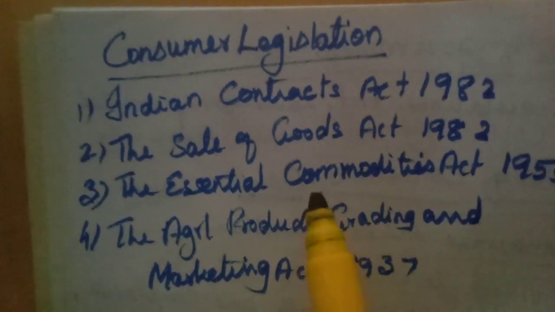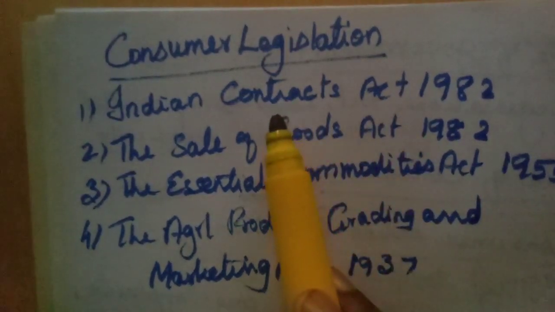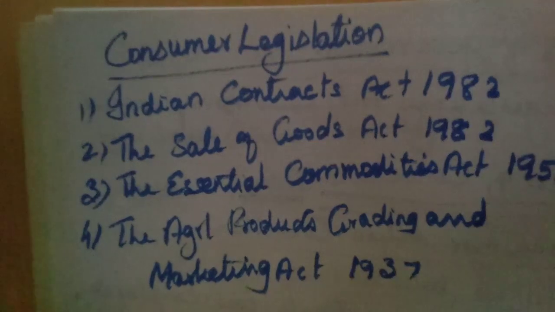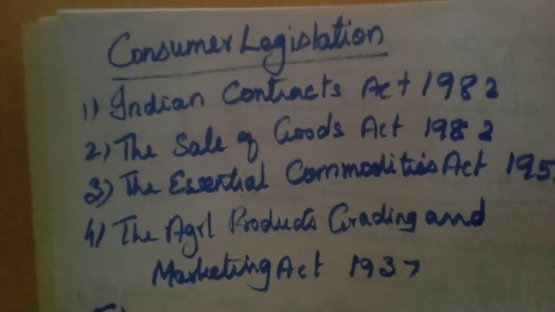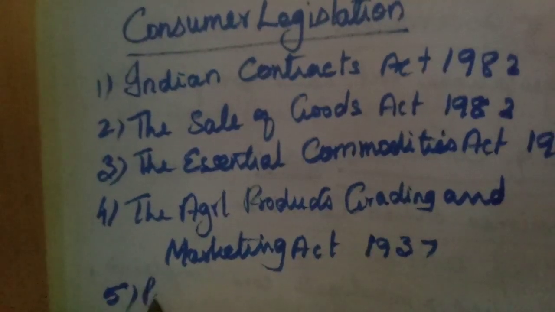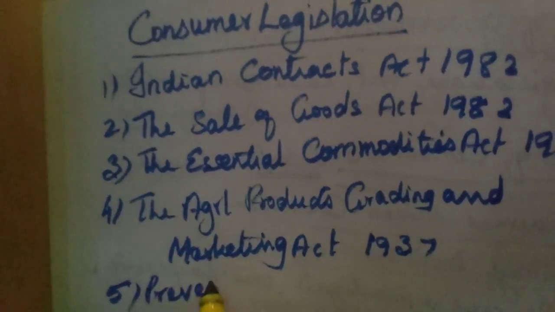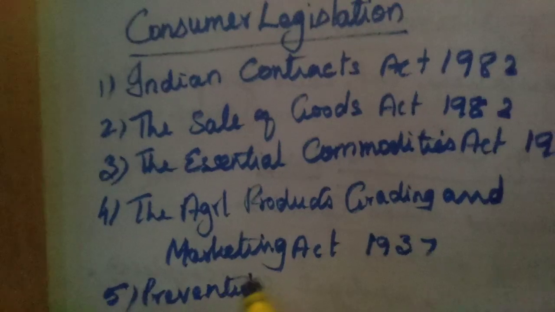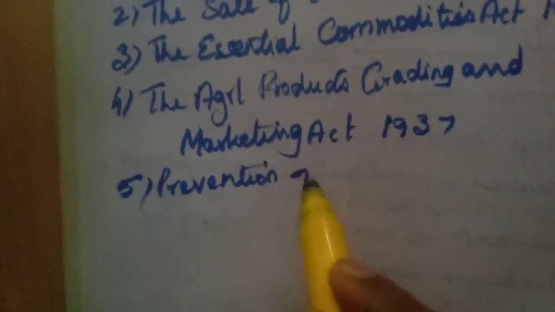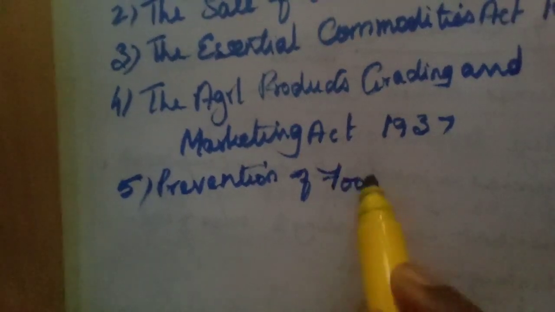Okay, then Contract Act. Because if there is a contract, the person, one who makes the contract, both the people, okay, so that will be there. Everything to protect the consumer's interest. Okay, then the Prevention of Food Adulteration Act. Separately for adulteration.